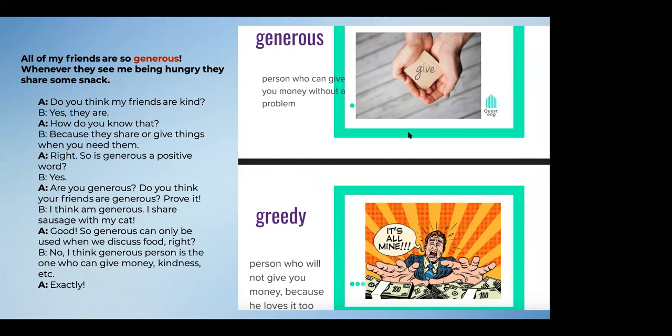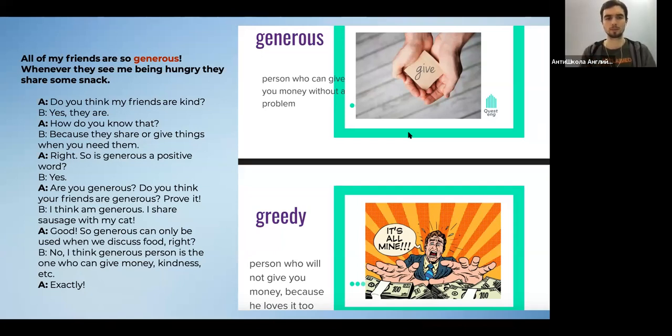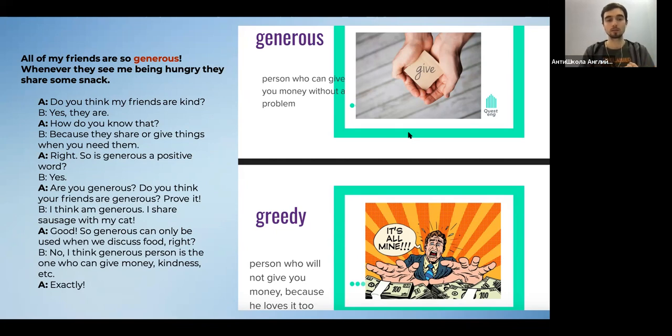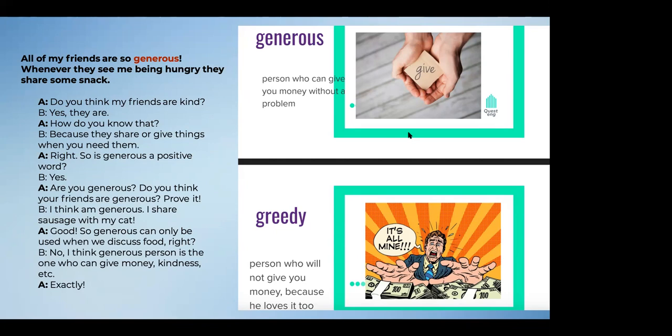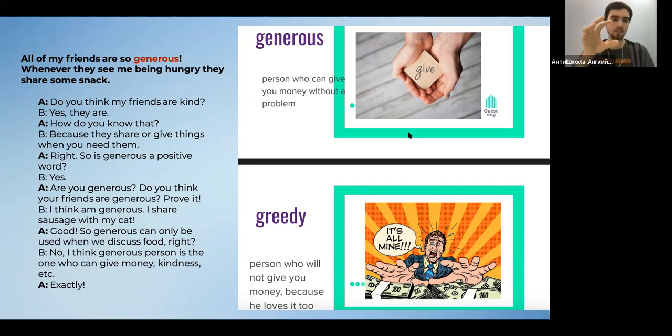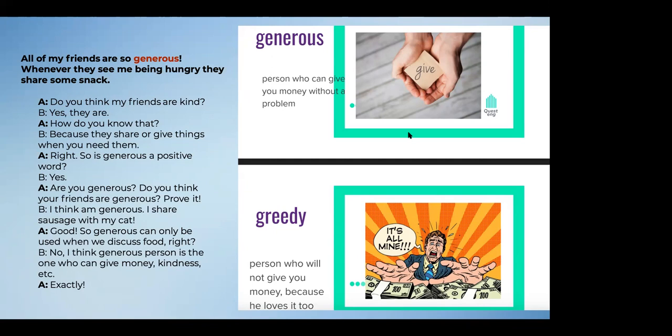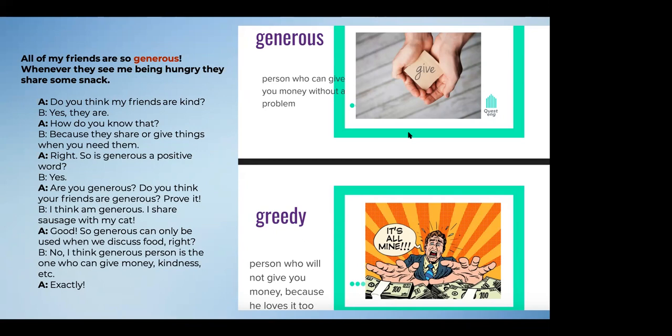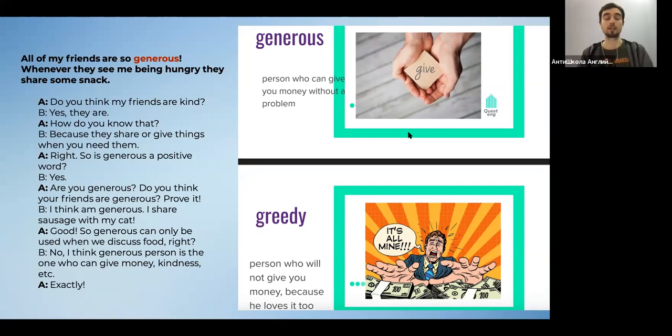Yes, they are. How do you know that based on the sentence that I made? Because they share or give things when you need them. Right. So is generous a positive word? Yes. Are you generous? Do you think your friends are generous? Can you prove it? I think I'm generous. I share sausage with my cat. Good. So generous can only be used when we discuss food, right? Maybe no. I think a generous person is one who can give money, kindness, something like that. Exactly. Thank you, Maria.